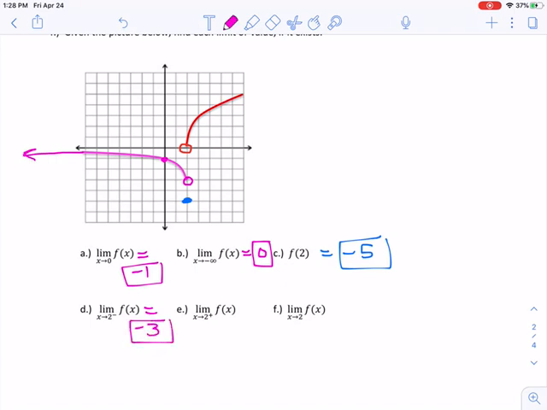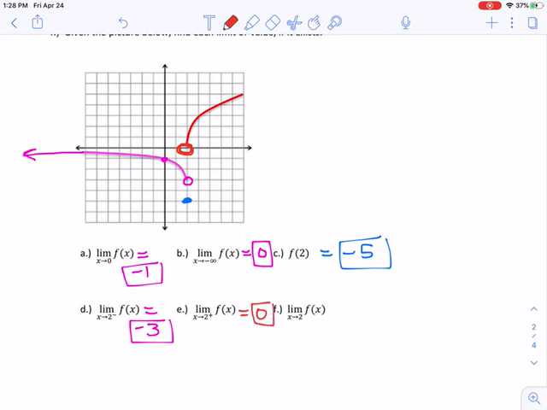E now says find the limit of f of x as x approaches 2 from numbers bigger than it. So now if I'm approaching 2 from numbers bigger than it, I'm on the red graph. And as that red graph is coming in closer and closer to an x-coordinate of 2, it's getting closer and closer to a y-coordinate of 0.